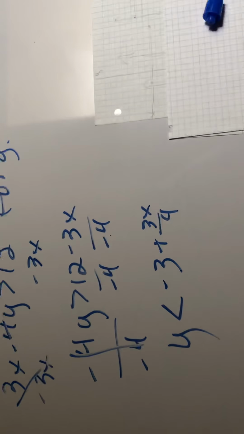Now, when you're asked to graph, you've got y less than 1/2 x plus 3. So you identify your slope, which is 1/2. You identify your y-intercept, which is 3. And then it's a dotted line because there's no equal to bar. No equal to bar gives you a dotted line. And you're going to shade below because it's less than.